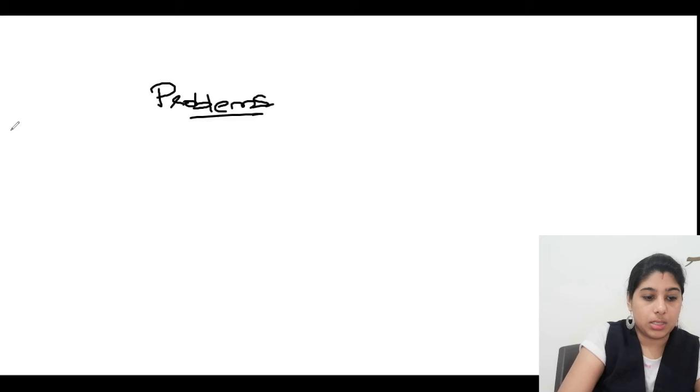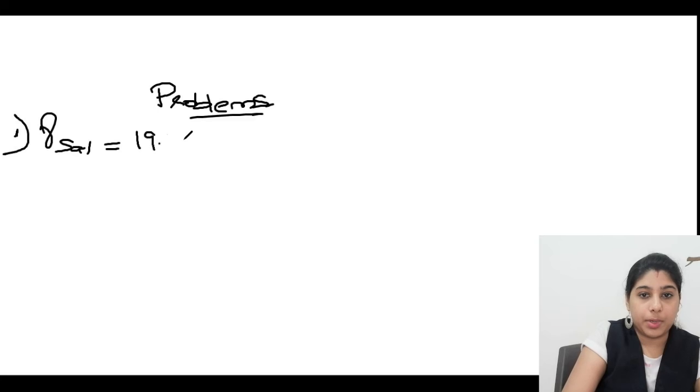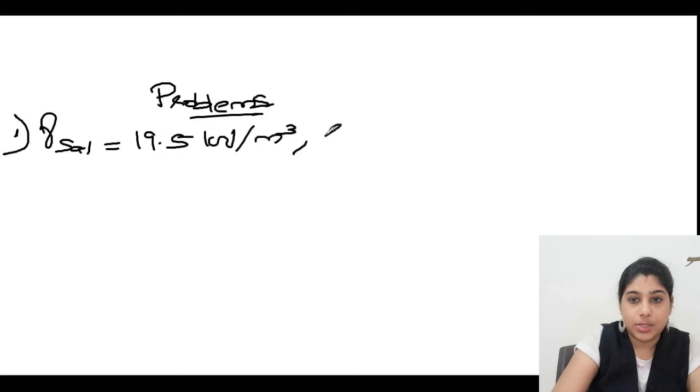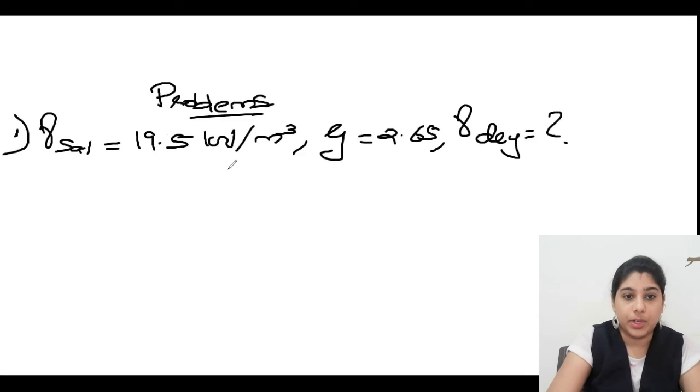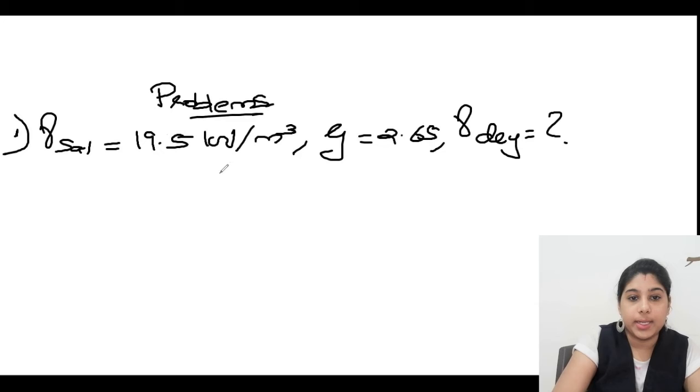First question. Saturated unit weight is given as 19.5 kilonewton per meter cube and specific gravity of soil solid is given as 2.65 and determine its dry unit weight. This is the question. So which equation we will use? Just now only we have studied that.